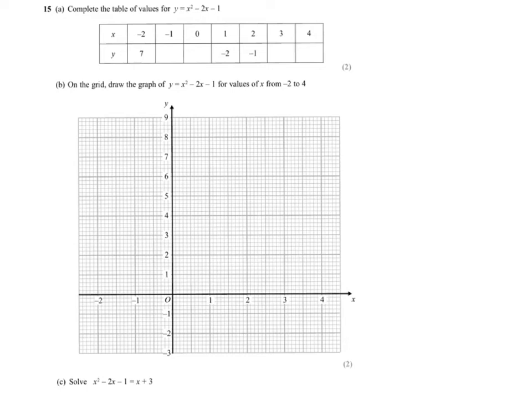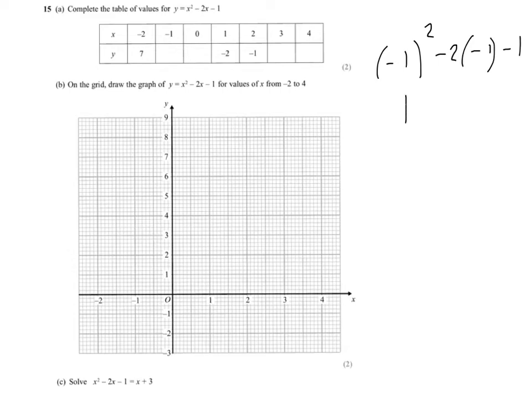So question 15, complete the table of values for y equals x squared minus 2x minus 1. So I've got four numbers to put in, first of all to collect 2 marks. Now I'll write out one example and then I'll do the rest sort of automatically in my head. But we've got to do minus 1 squared minus 2 times minus 1 minus 1.